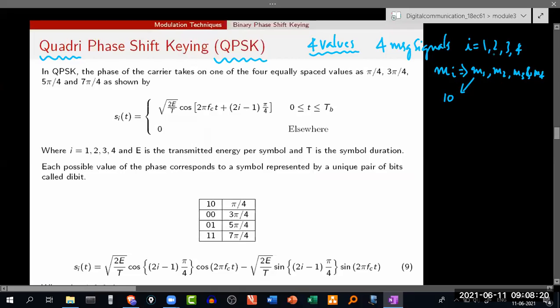because we are having 4 cases. For 4 cases, how many message variables have to be used? So we have seen in our logic design that if I'm having 2 variables, how many combinations are possible? 4 combinations.